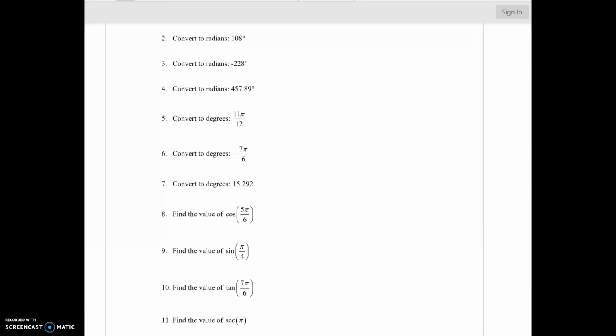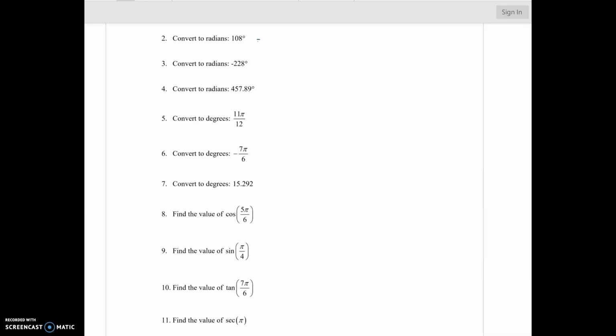Finally, we are going to practice by converting to radians 108 degrees. I'm going to do some of them, and some of them will have to be done by you. I'm going to do number 1. Converting 108 degrees into radians is very simple because I know pi equals 180. 108 will be equal to what?